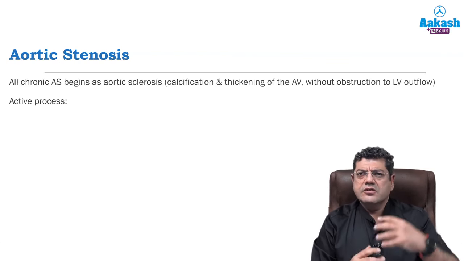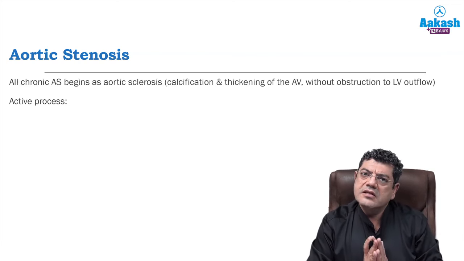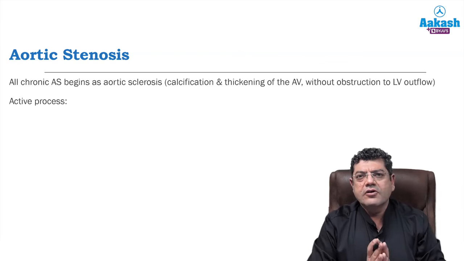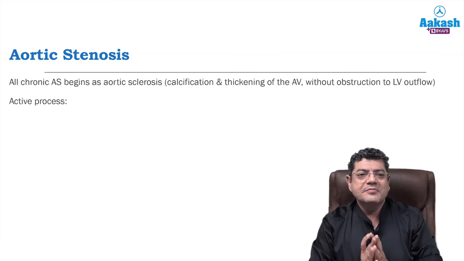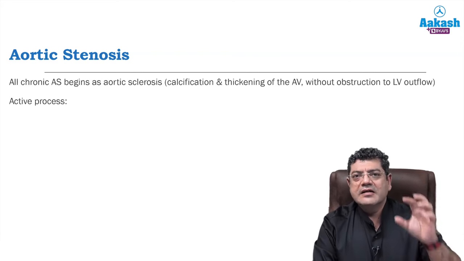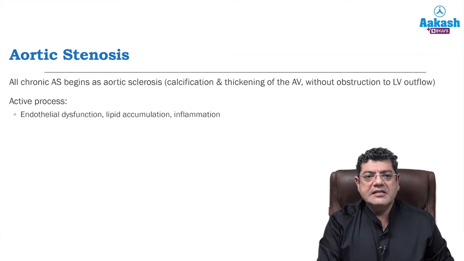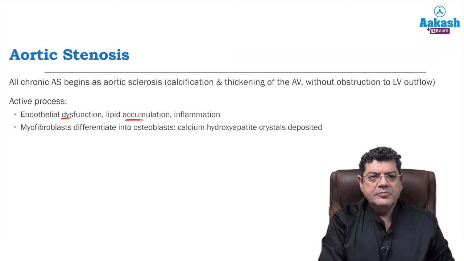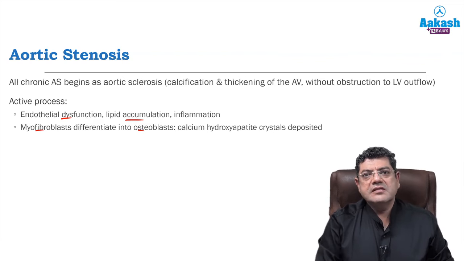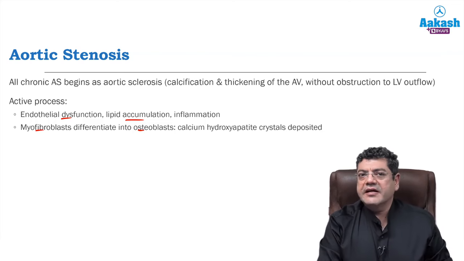It's not like the graying of hair and the osteoarthritis that occurs in the knees and the deterioration of memory, although there is evidence that even those are active processes. But here too, inflammation plays a very, very important role, as does endothelial dysfunction and accumulation of atherogenic lipids. So the myofibroblasts actually differentiate into osteoblasts, and that causes the laying down of calcium crystals, calcium hydroxyapatite crystals.